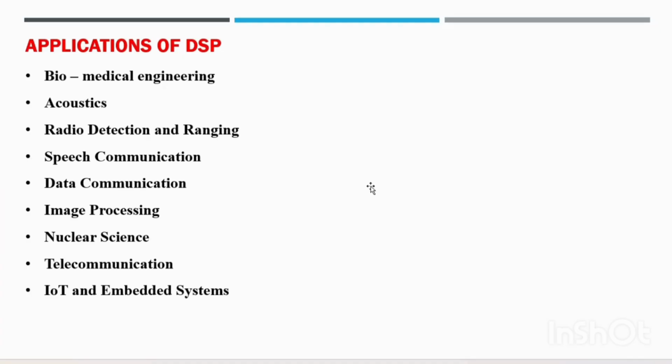Coming to the applications of DSP, DSP plays a vital role in biomedical engineering, acoustics, radio detection and ranging, that is radar, speech communication, data communication, image processing, nuclear science, telecommunication, IoT and embedded systems. So this is all about the basics of DSP. I hope you have understood something basic about DSP.